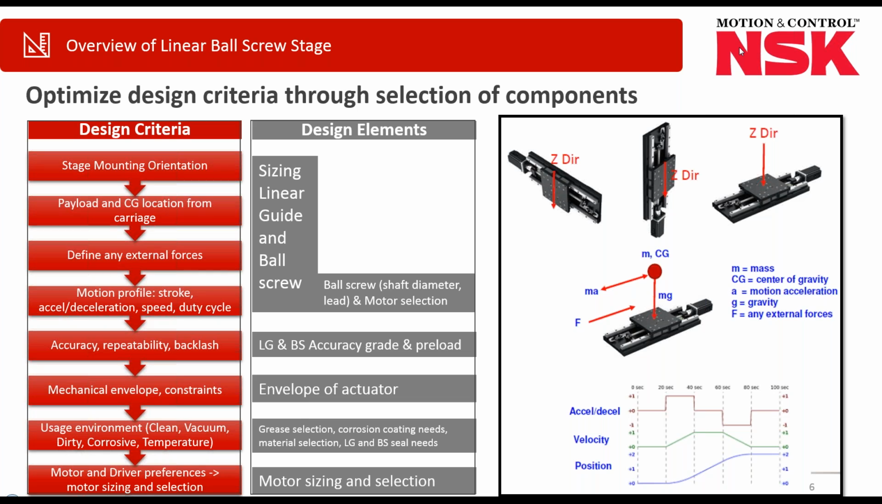Sizing your linear guide and ball screw, defining the specs for those components, how accurate it needs to be. Does it need to be preloaded or not preloaded? And then the overall envelope of the mechanism.